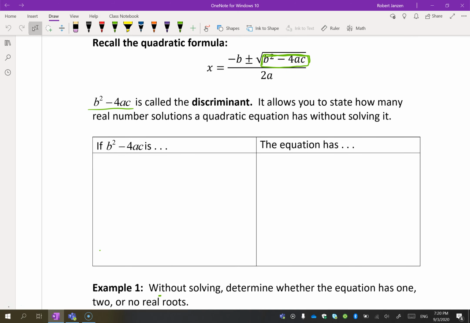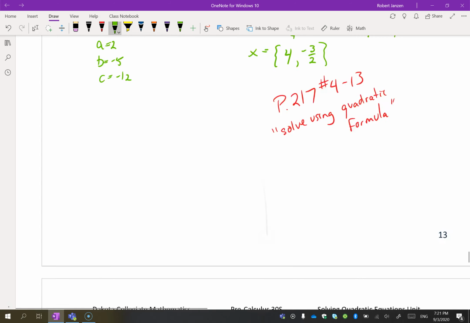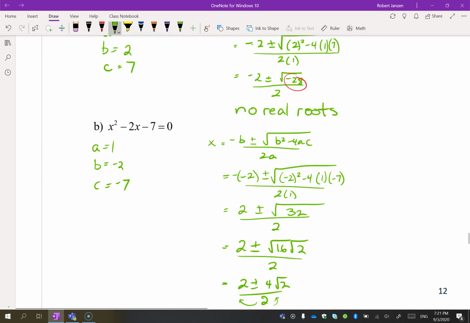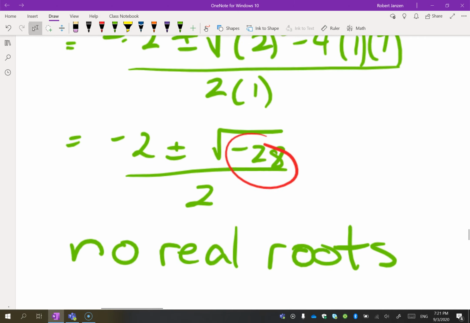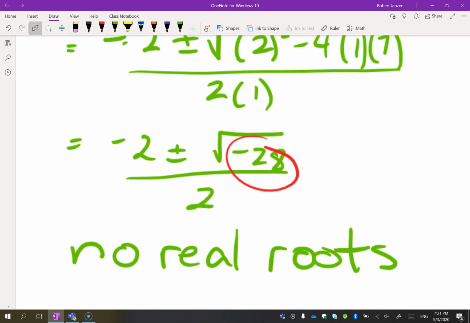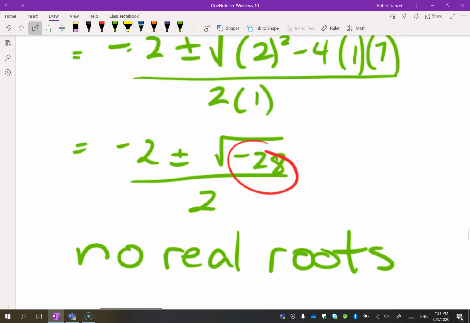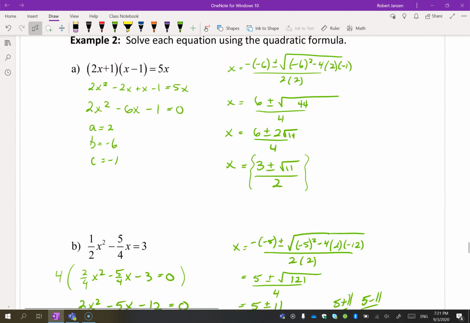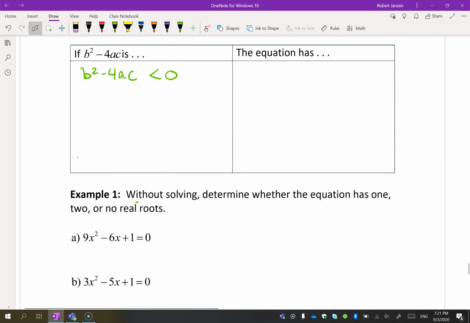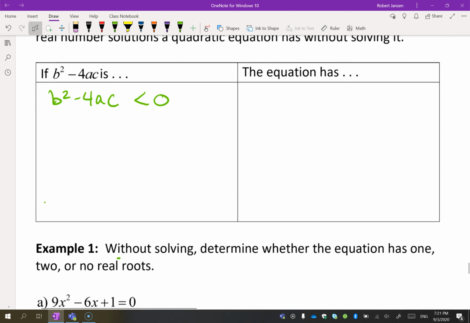We saw one previously where what was in the root, the discriminant, was negative. Okay, now where was that? Let's go back here. This one right here. When the discriminant, the value in the root, was negative, we said that there were no real roots. Okay? So if it's negative, there are no real roots.